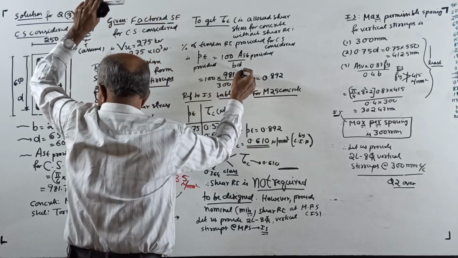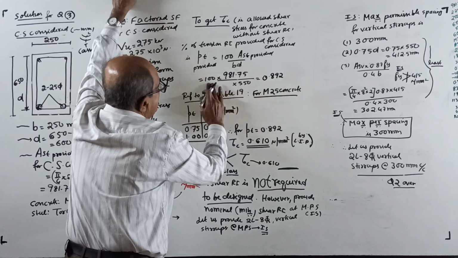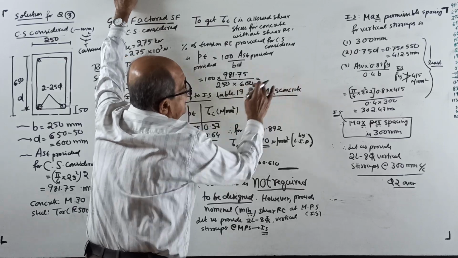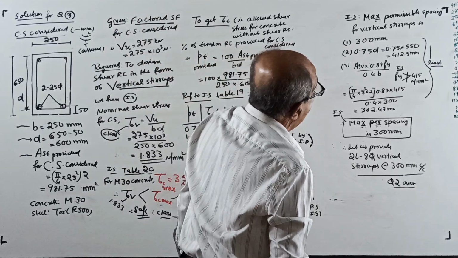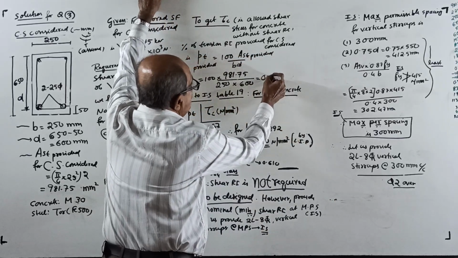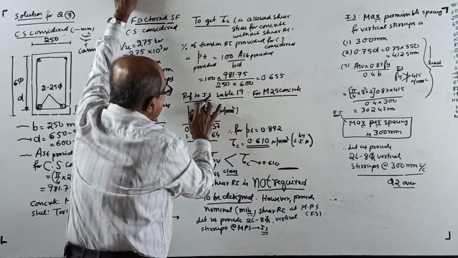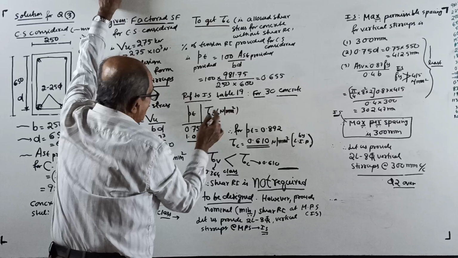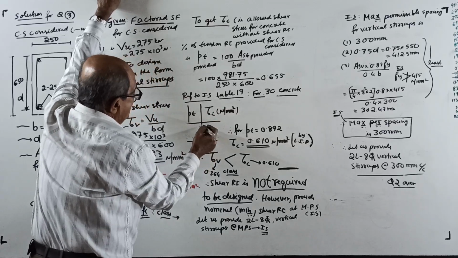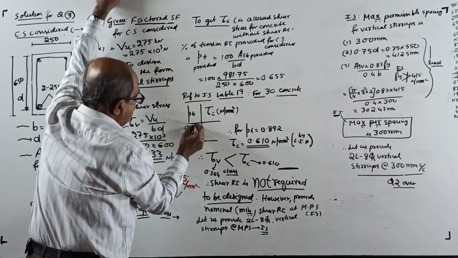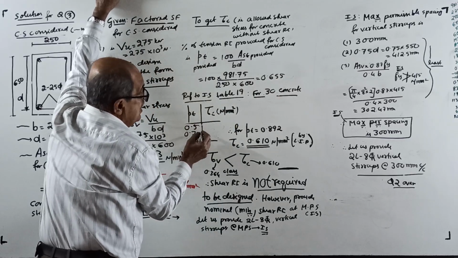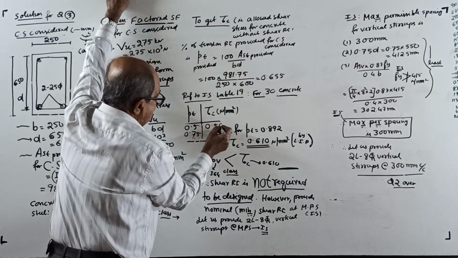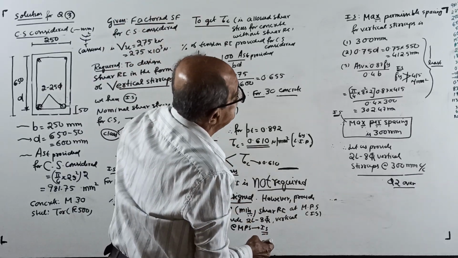point, how much it is? 981.75 divided by 250 divided by 600. The percentage will come 0.655. I won't write Newton per mm square now. Okay. IS code table 19 for M30 concrete. Now you require for what? 0.655, for 0.5 and 0.75. For 0.5 it is 0.5 only. This is 0.50. Other one is 0.59.